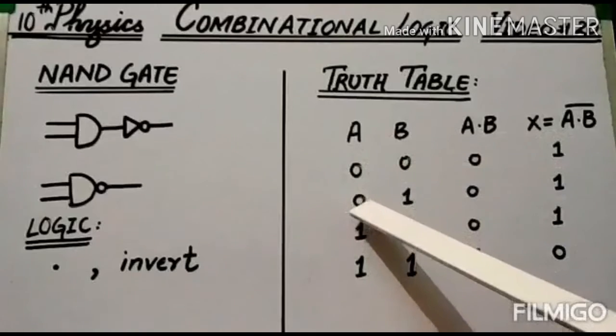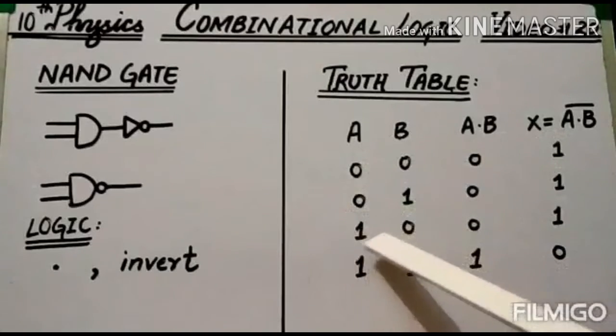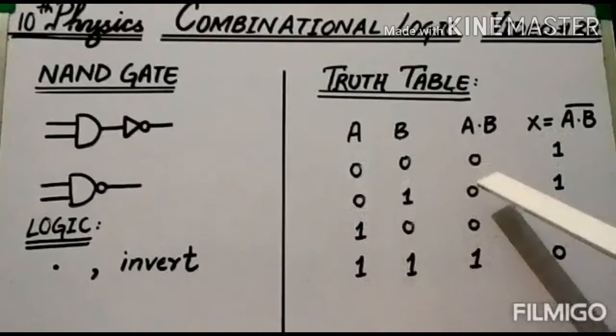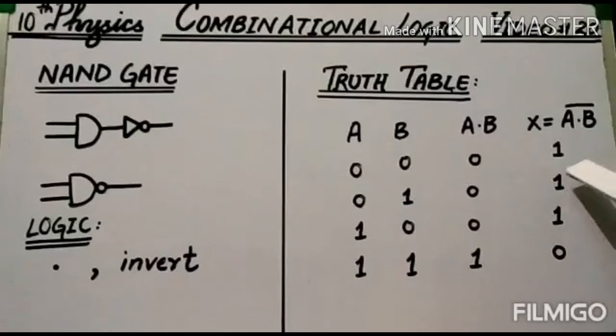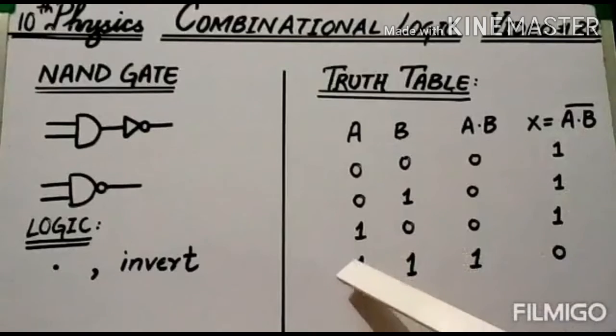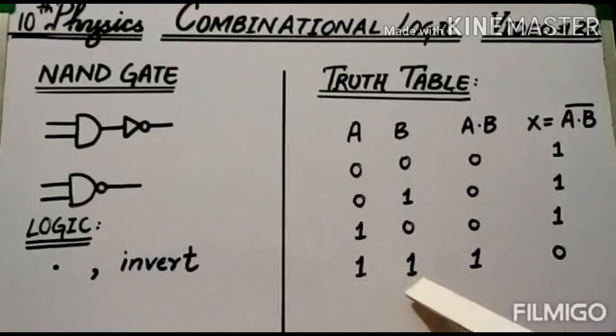If you multiply 0 with 1, in both these two cases the output will be 0, and when inverted the output will be 1. So the last one, when you take a product of 1 and 1, you get 1 and when you invert it you will get a 0.